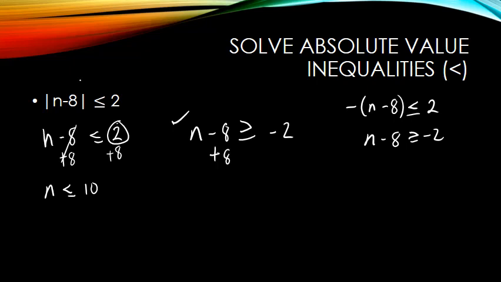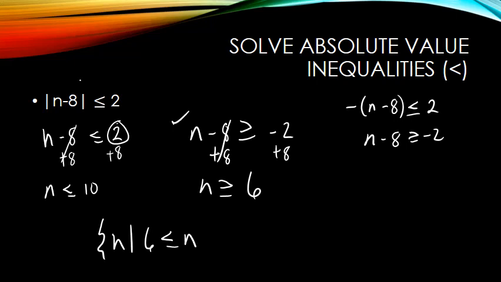Now I'm going to solve. I'm going to add 8 to both sides. Over here on the left it's going to cancel, and we've got n is greater than or equal to 6. Now if we were to write our answer in set builder notation, we would write it like this. This is an and statement, so it is the union of the two solution sets, where we would say that the solution set is n such that 6 is less than or equal to n, and n is less than or equal to 10.